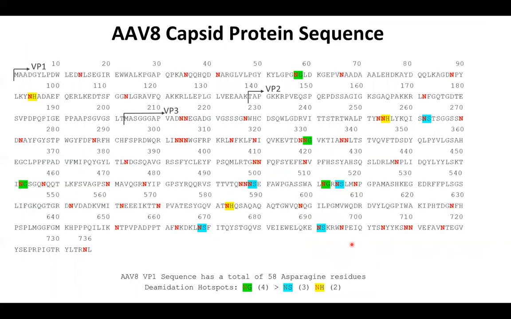Certainly, there are lots of asparagine in AAV, and this is the AAV structure sequence. You can see all the asparagine residues are highlighted in red, and some of the hot spots for deamidation, again, in the peptide or with no secondary structure, are highlighted in different colors here.